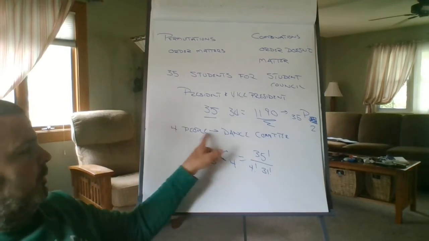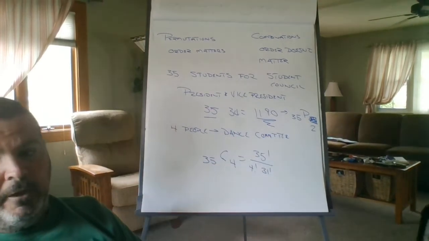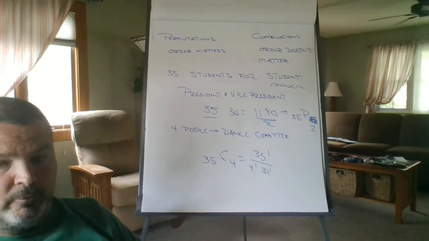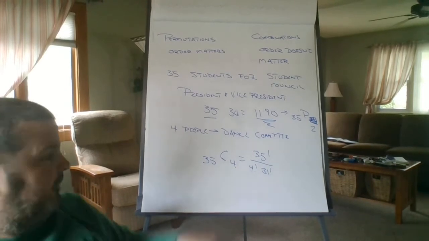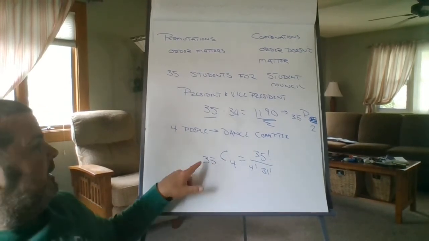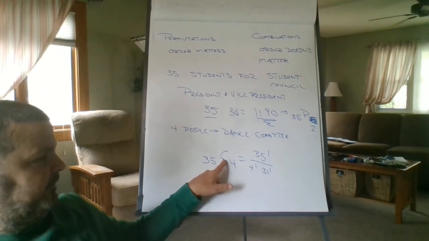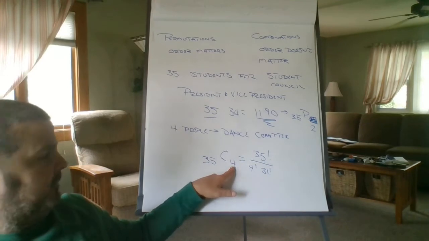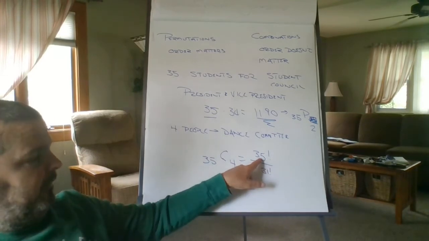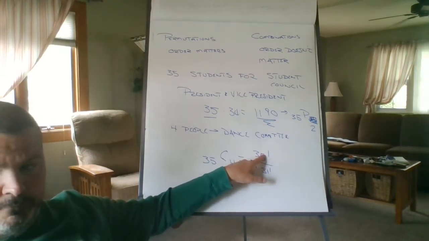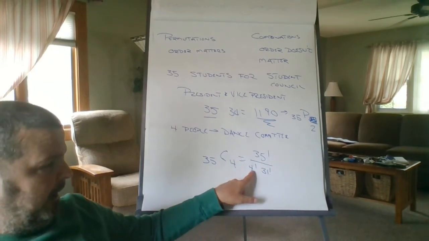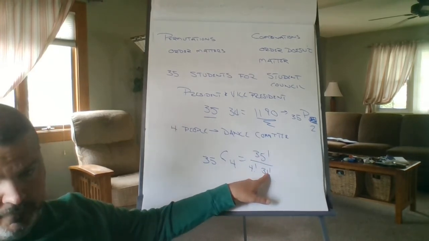But if you were picking 4 people for a dance committee, now all 4 people on the committee are doing the same job. So now order doesn't matter. So that's when you do combinations. The number of people we choose from is the first number, the 35, and then the capital letter C. And then the number of people that are going to be on the committee, in this case, would be 4. And then that would convert into n factorial over r factorial times n minus r factorial.